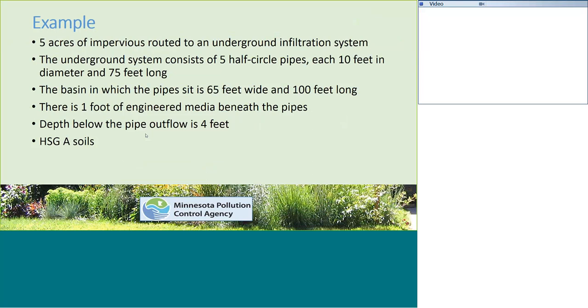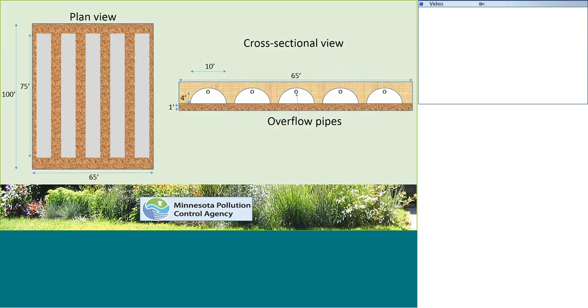The basin in which the pipes sit is 65 feet wide by 100 feet long. There'll be 1 foot of engineered media beneath the pipes. The depth below the pipe outflow is 4 feet, and we're on hydrologic soil group A soils. So it might look like something like this.